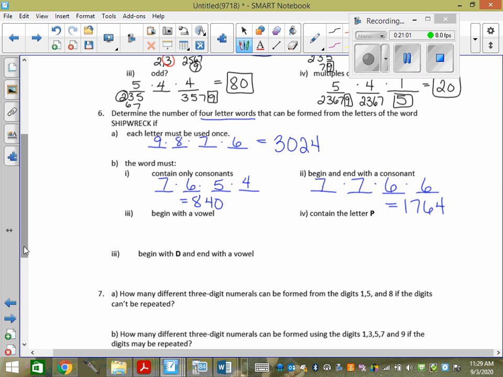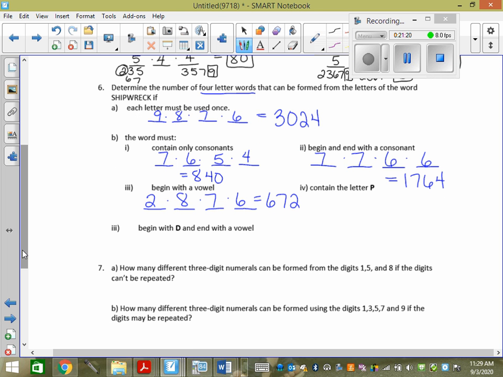Okay, begins with a vowel. How many vowels are there? 2. Then I leave one there. How many letters do I have left for here? 8, then 7, then 6. So how much is that? Begins with a D. How many D's are there? None. Do I care about the rest? So it's going to equal 0.